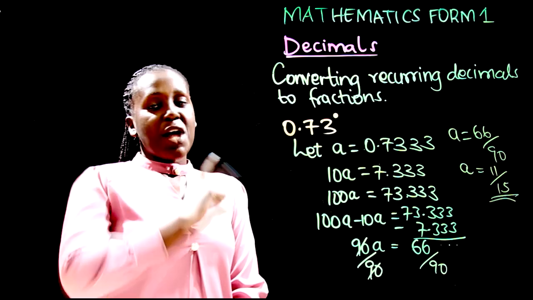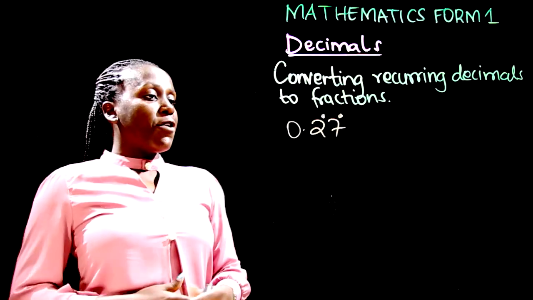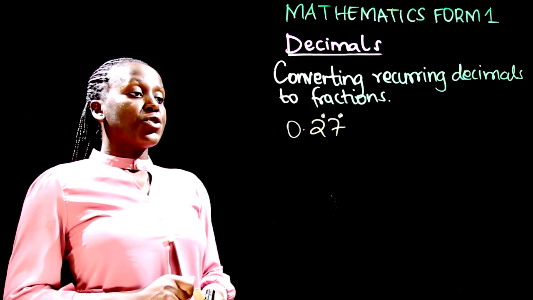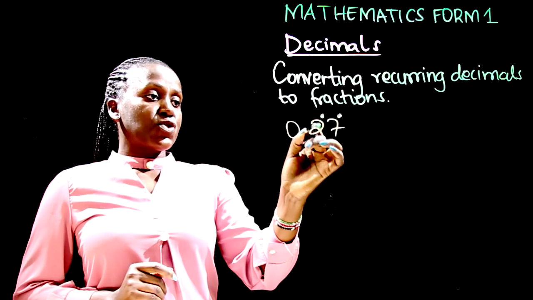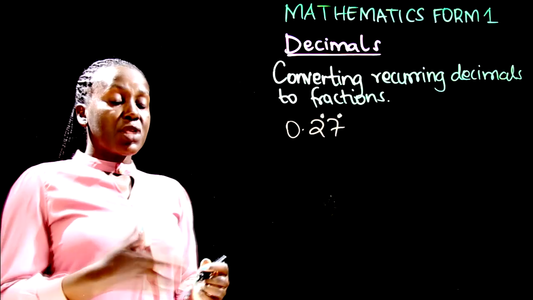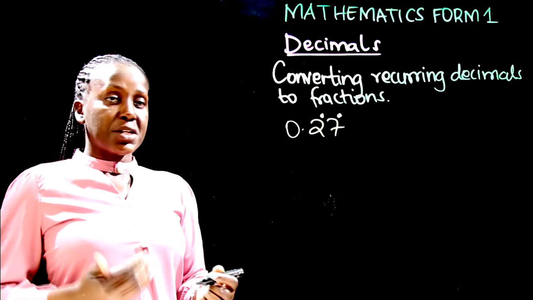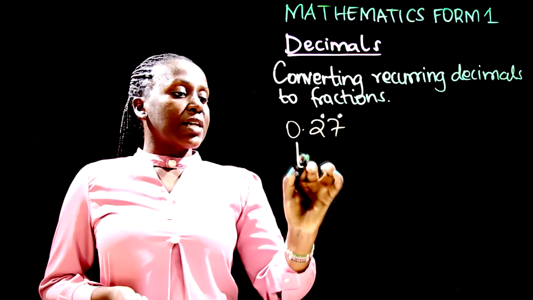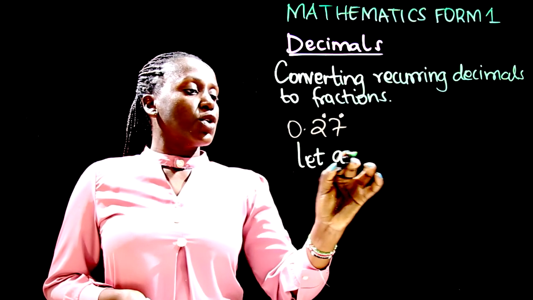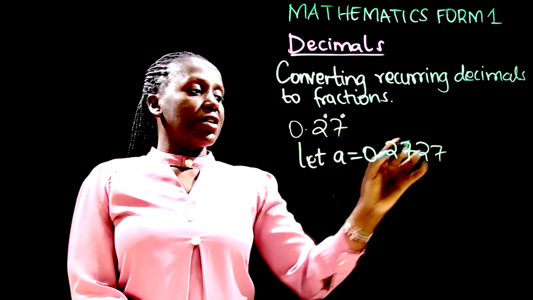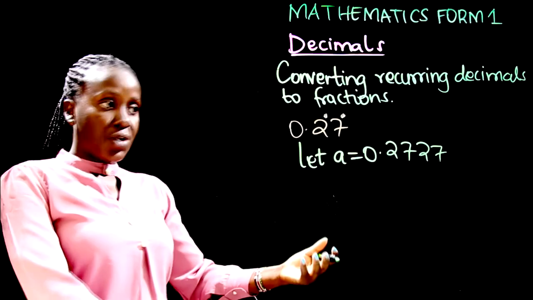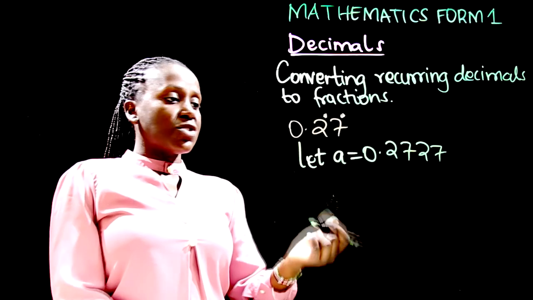Let us look at one more last example. Now for this example, we have 0.27. Now the dots are on 2 and 7, meaning that both numbers are being repeated. So let a be equal to 0.2727. So this continues on and on. So again, we get the multiples of a.